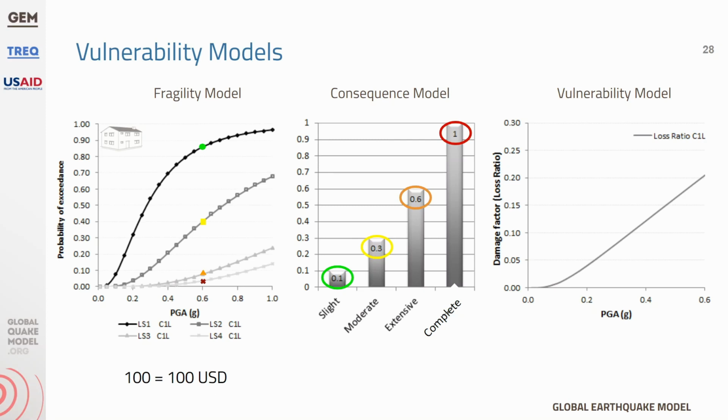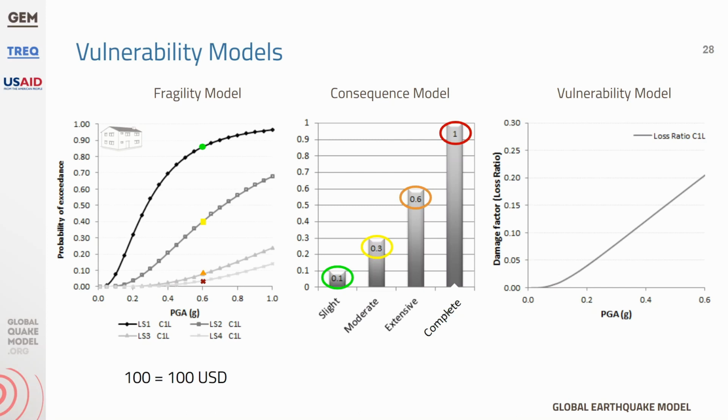If these structures lose 10% of their value when suffering slight damage, 30% when suffering moderate damage, 60% when suffering extensive damage, and 100% in the case of complete damage, what would be the economic loss that would result from a seismic event with a PGA intensity, or peak ground acceleration, of 0.6 g at the location of the assets?